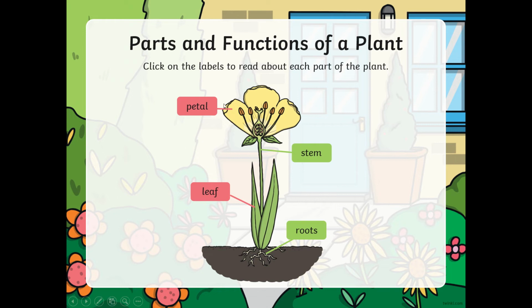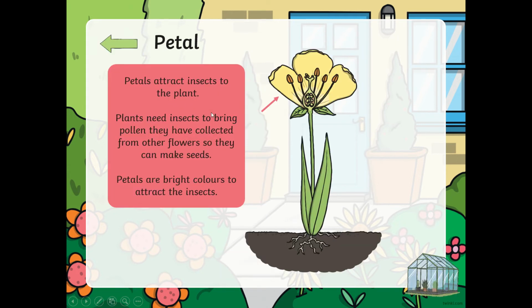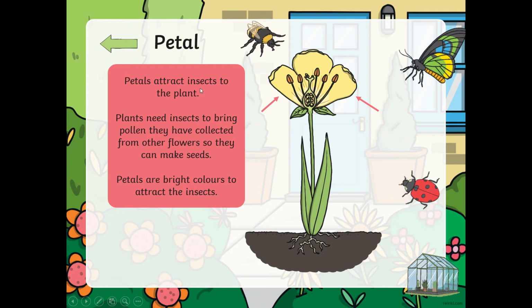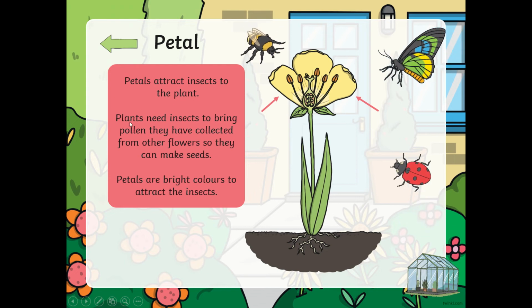Okay, let's start at the top. Let's click on this one and it says petal. Petals attract insects to the plant. Plants need insects to bring pollen they have collected from other flowers so they can make seeds. Petals are bright colours to attract the insects.